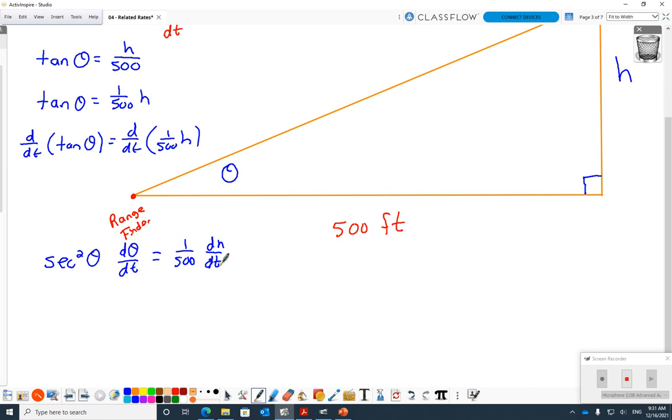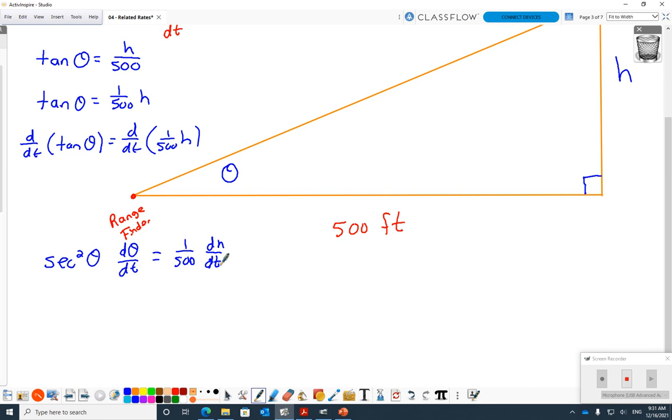And again, if you're not prepared for these questions, when these symbols all pop up, it looks like an absolute mess. But there's 3 things I got to know. I got to know theta, I got to know d theta dt, and I got to know what 1 over 500 is. Okay, I know what 1 over 500 is. That one I'm less worried about.